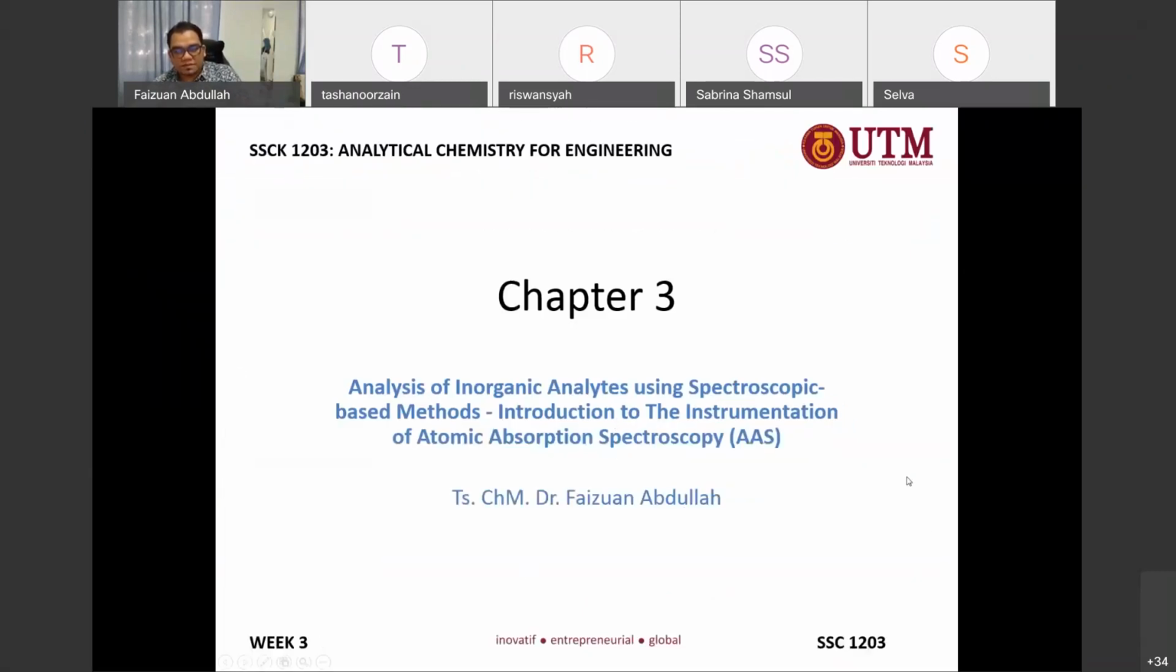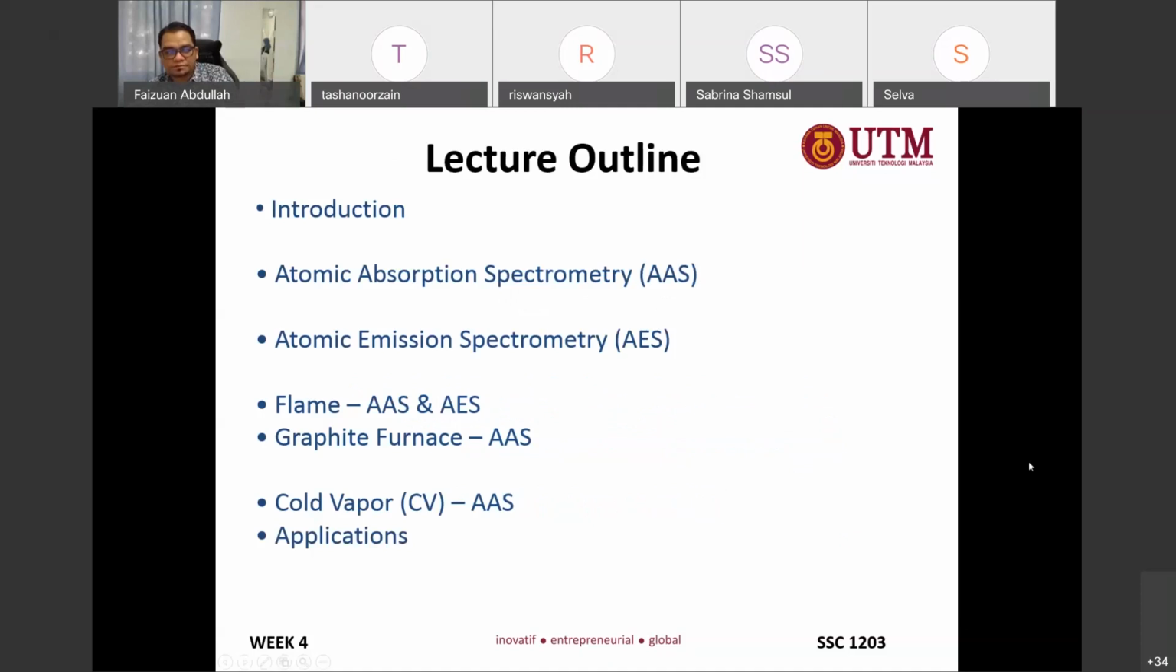So, analysis of inorganic analytes using spectroscopy-based methods. Inorganic meaning that, if organic, we have a molecule or substance involving carbons and oxygen and so on. But inorganic, we have metals, nutrients, and so on. So, basically, AAS is applied to analyze metals. Okay. So we will have an introduction.